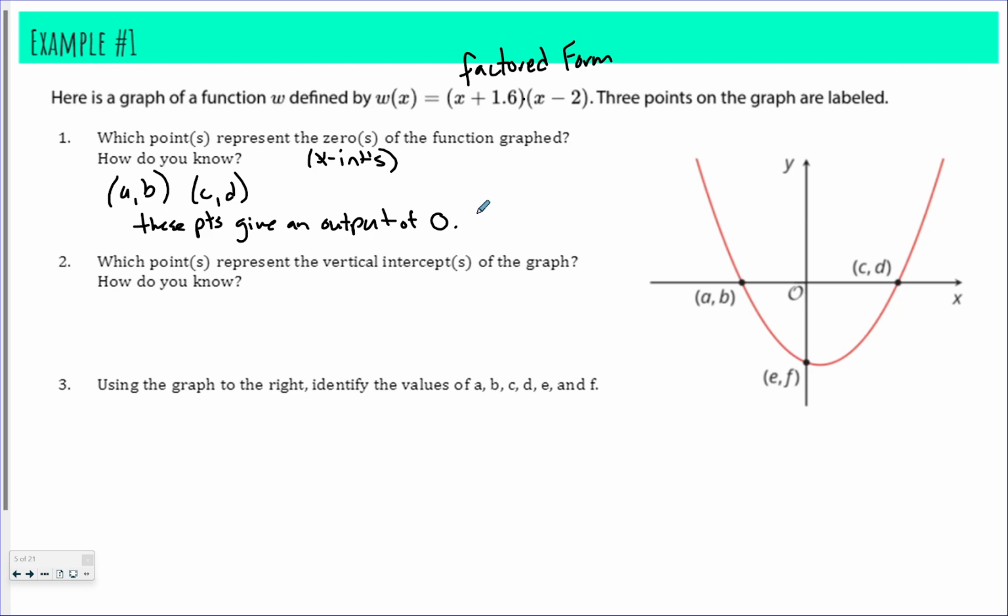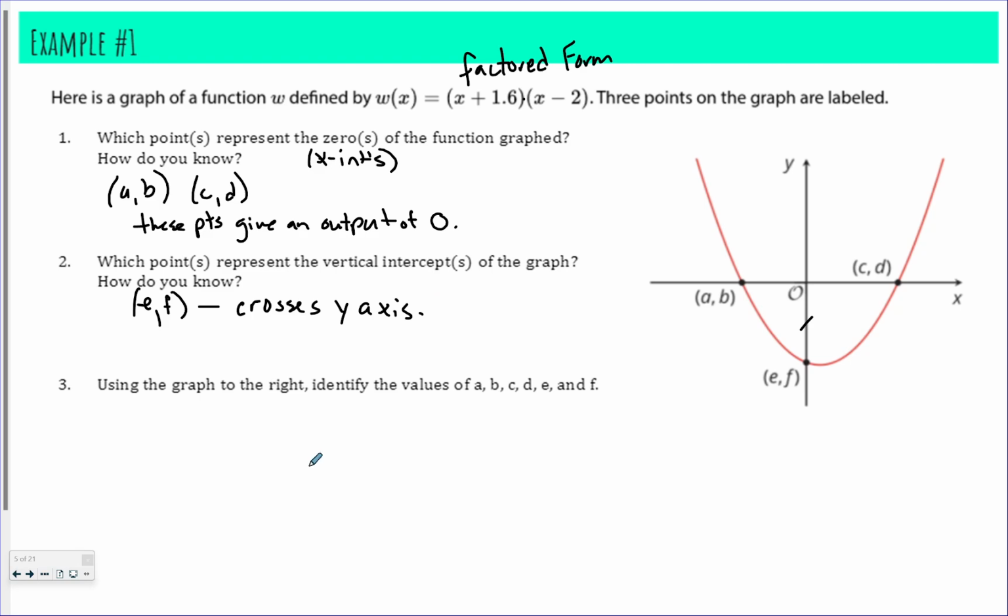All right, so which point represents the vertical intercept of the graph? Well, okay, vertical, so vertical line, intercept, clearly it's got to be that point. So this must be the point (E, F). And how do we know that? It crosses the y-axis.